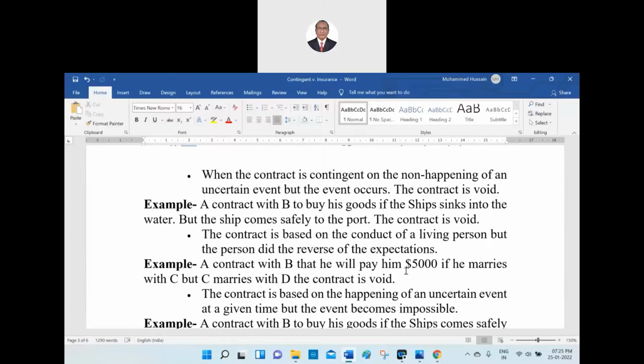Suppose the ship sinks over there, then whatever goods he is having at that position he would like to buy. But if the ship reached safely to the harbor, at that instance the contract is void. In both cases it is void, because the contract is not fulfilled over there.